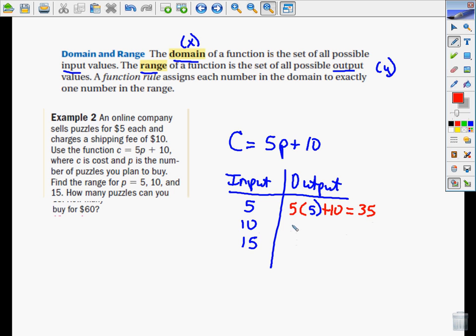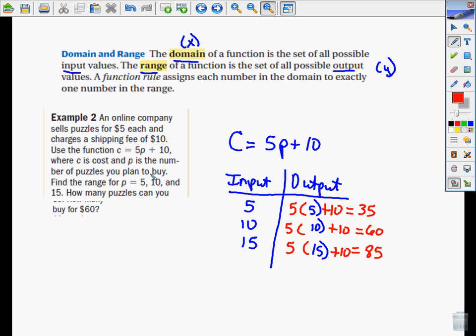I'll do the same thing here. 5 times 10 from the input plus 10. 5 times 10 is 50 plus 10 is 60. And finally, 5 times 15 plus 10. 5 times 15 is 75 plus 10 is 85.